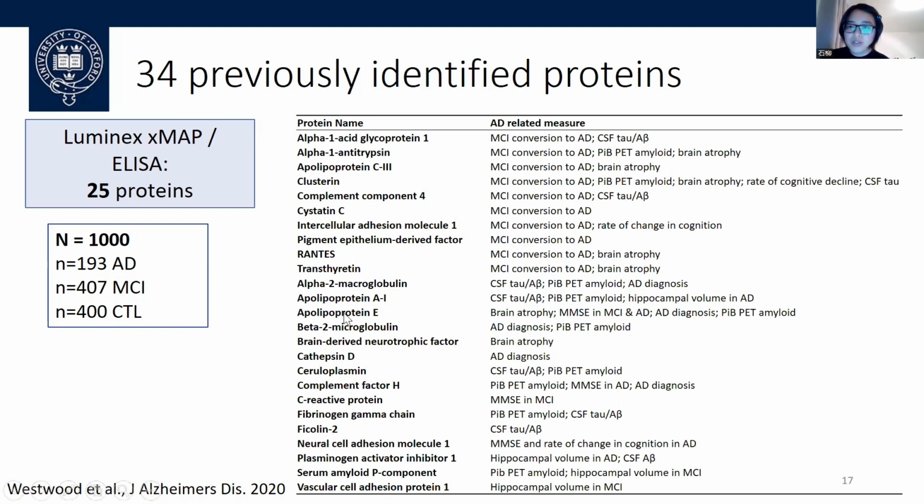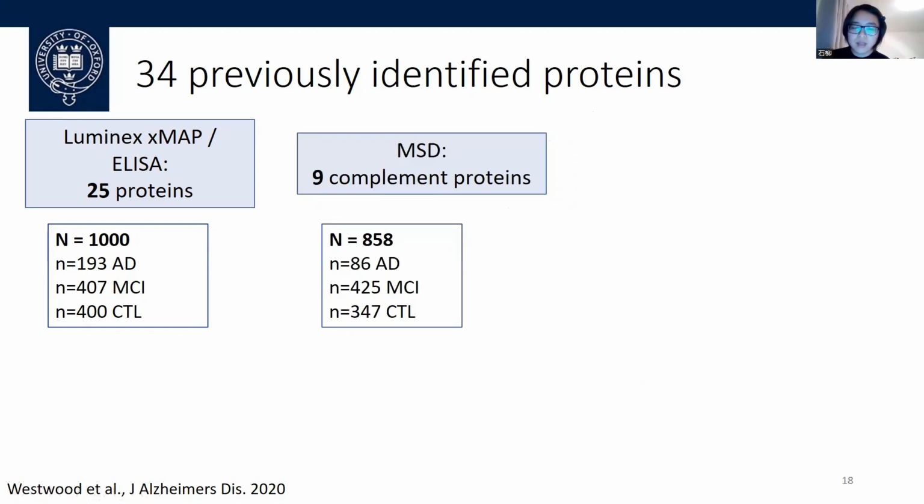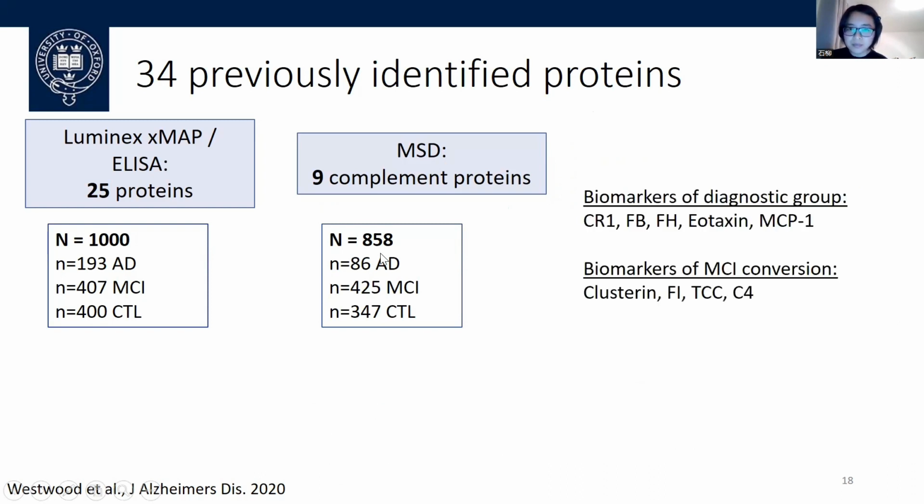The first column shows you the name of the proteins. The second column shows you the association of these proteins with AD and the phenotypes. All these results are based on our previous results. For the remaining 9 complement proteins, we used the MSD platform to measure them in nearly 900 subjects. These 9 complement proteins were either associated with AD diagnosis or with MCI conversion, shown here.